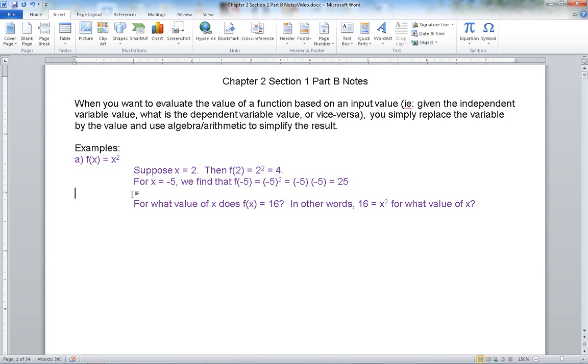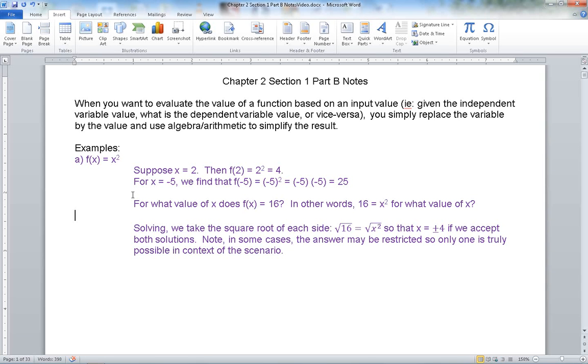Now let's find the value of x for which the function would evaluate to be 16. So we say that f of x, when I put the number in for x, should be 16. Well, what number do I have to put into the function? So then we're saying that 16 equals x squared for what particular value of x? In this case, when we solve, we take the square root of each side. So the square root of 16 equals the square root of x squared, so that x could be either positive or negative 4.